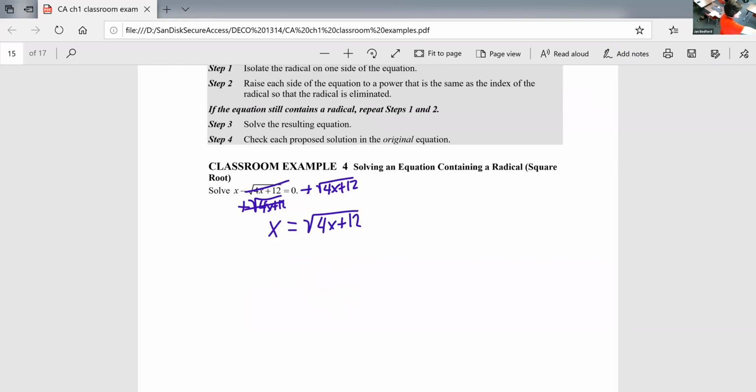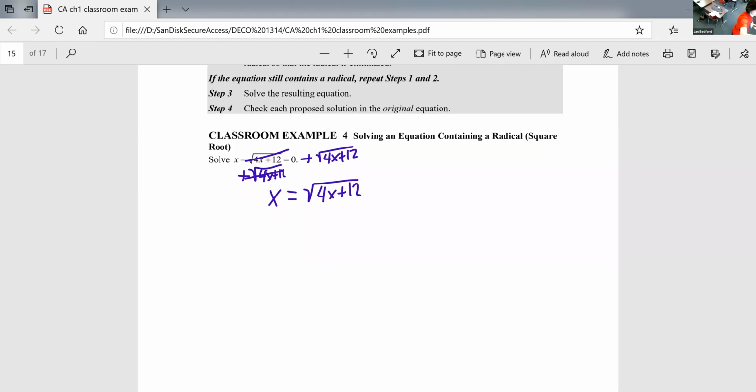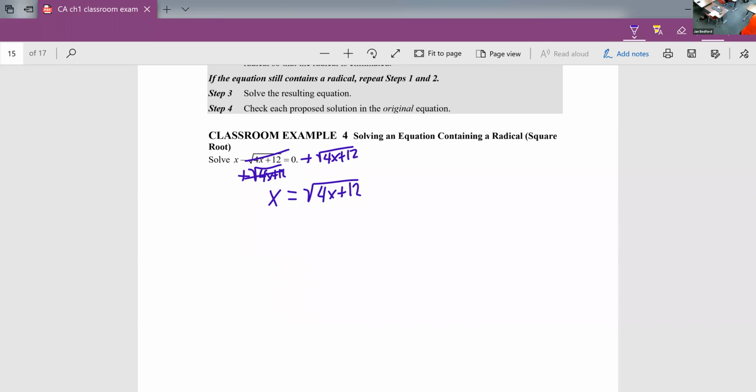Now, after I isolate, what does it tell me I want to do? Well, back up to what it says on step 2. Yeah, I want to get rid of the radical, and I do that by raising both sides to whatever power the index is. So this is going to be what number? 2, because it's a square root. I know the index is 2. So I'm going to square the left side, and I'm going to square the right side.